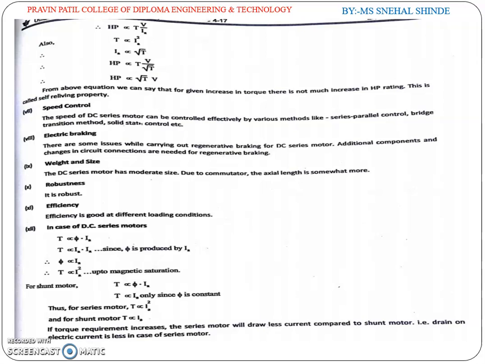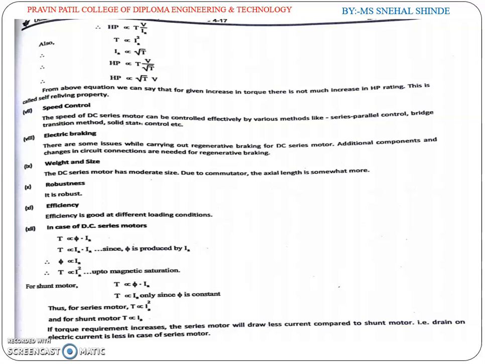Next property is speed control. The speed of the DC series motor can be controlled effectively by various methods like series parallel control, bridge transition method, solid state control, and electric braking. There are some issues while carrying out regenerative braking for the DC series motor. Additional components and changes in the circuit connections are needed.